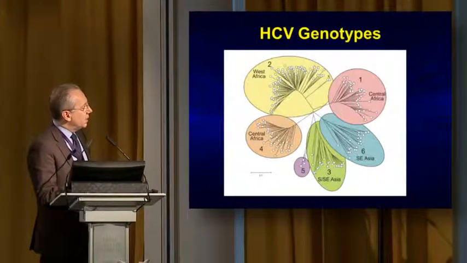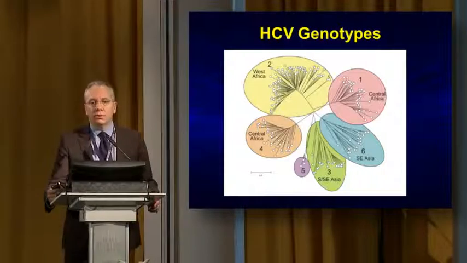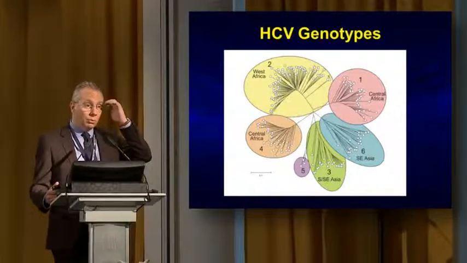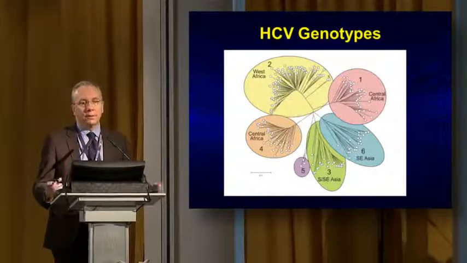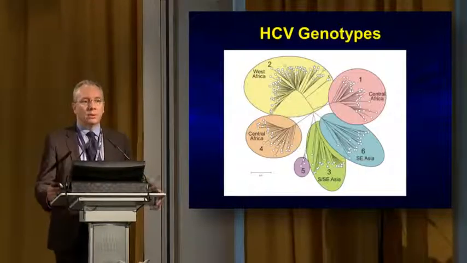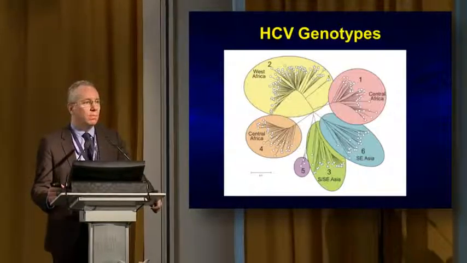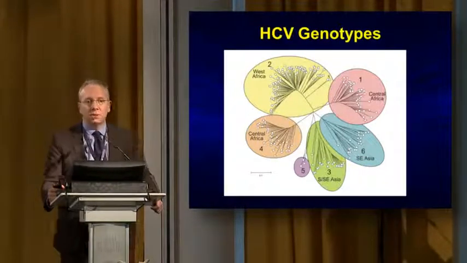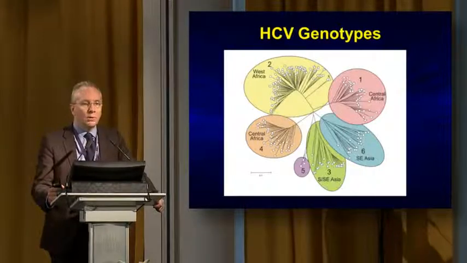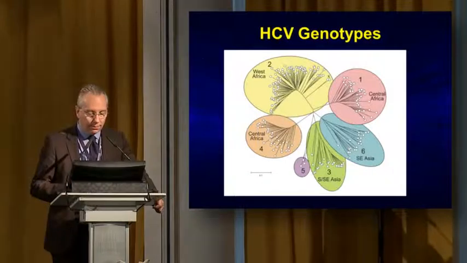6 main genotypes and a very large number of subtypes, genotype 1, 2, 3, 4, 5, and 6. The subtypes are very many if you go to the region of origin, but the subtypes that have spread over the world are not that many, and you know that most patients are infected with genotypes 1A, 1B, 2A, 3A, 4A, and 5 and 6 are extremely rare.